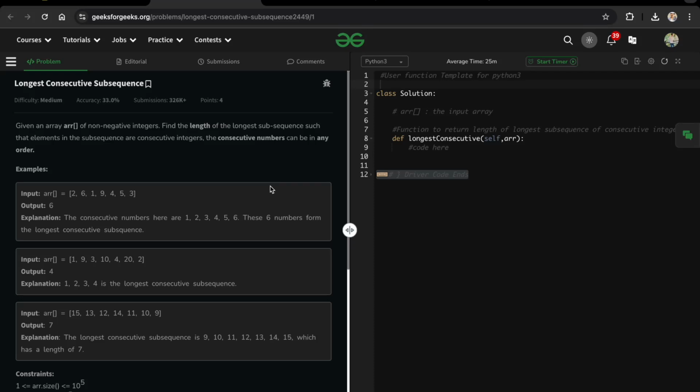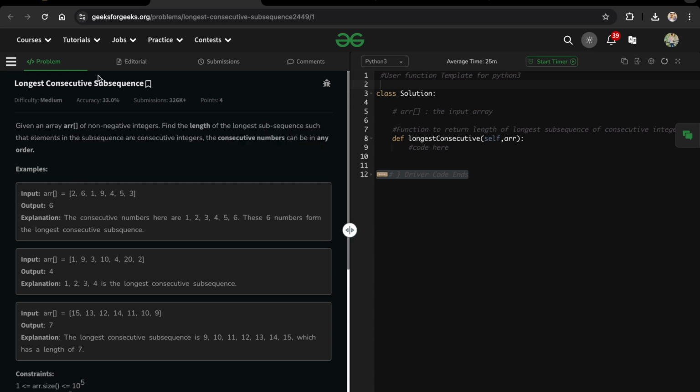Today we will be solving the GFG problem of the day. The problem name is Longest Consecutive Subsequence. In this question, we are given an array of non-negative integers, and we have to find the length of the longest subsequence such that the elements in the subsequence are consecutive integers, and the consecutive numbers can be in any order.